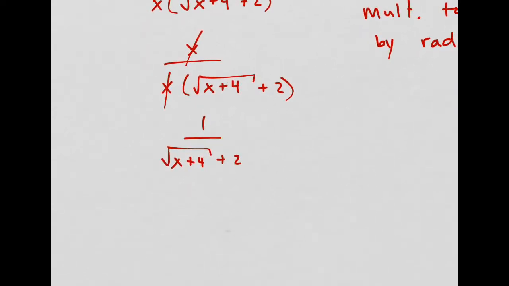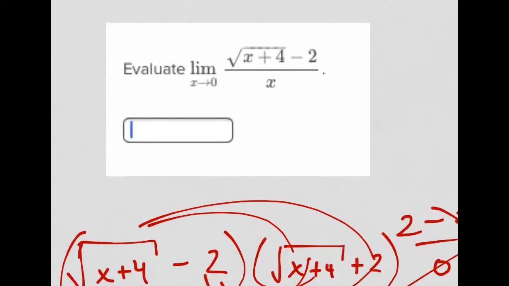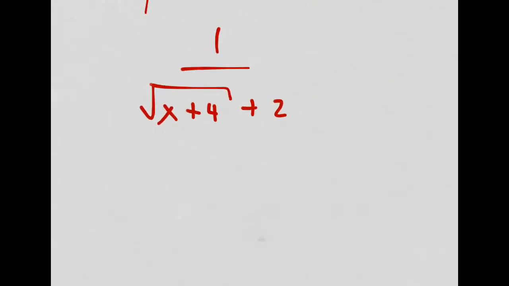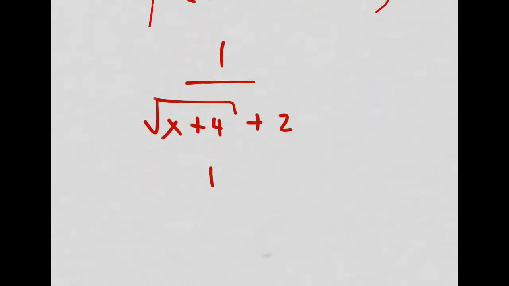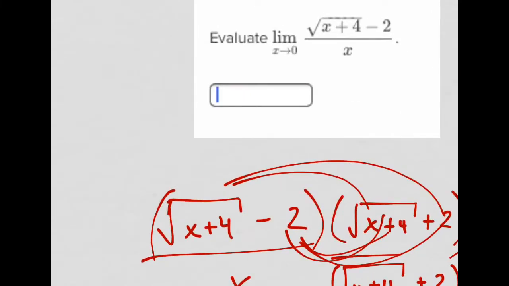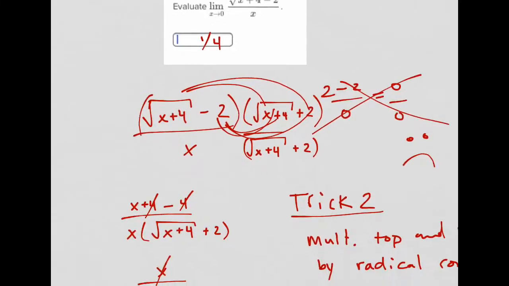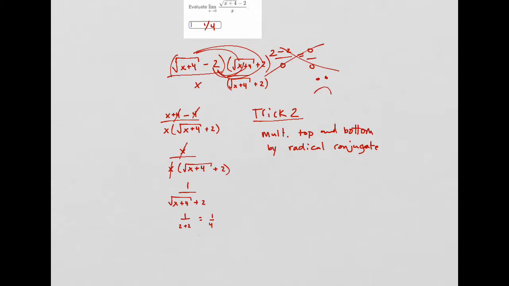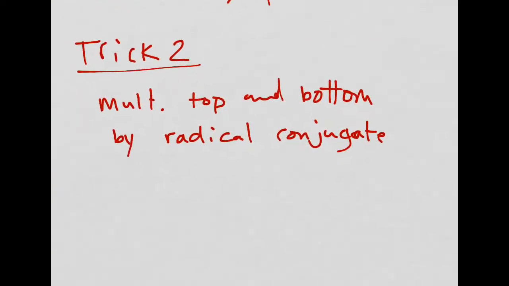So now I can do direct substitution. I'm plugging in 0, so that would be 1 over square root of 4 is 2, plus 2, right? There's 1/4. So that's the answer here, 1/4. Pretty sweet. So that's the other trick that we're going to learn.